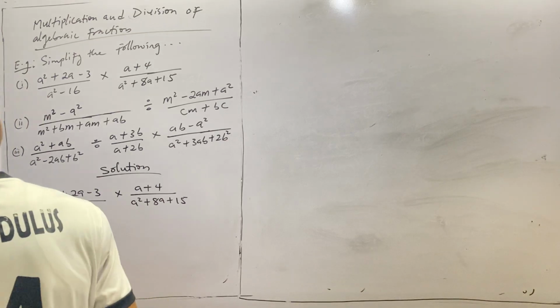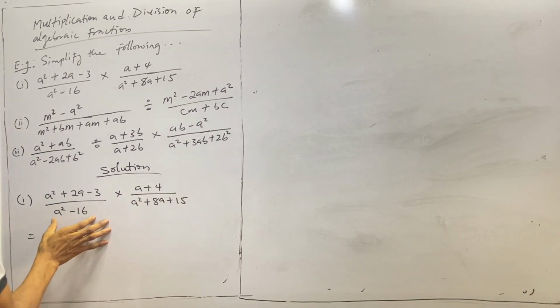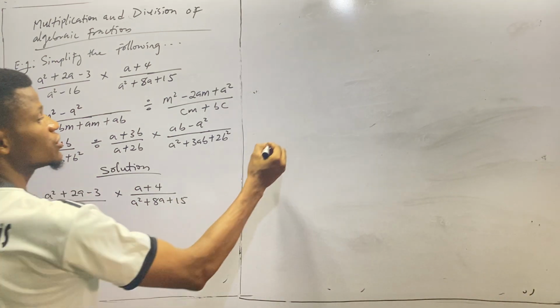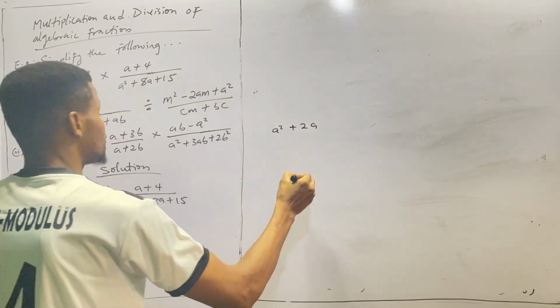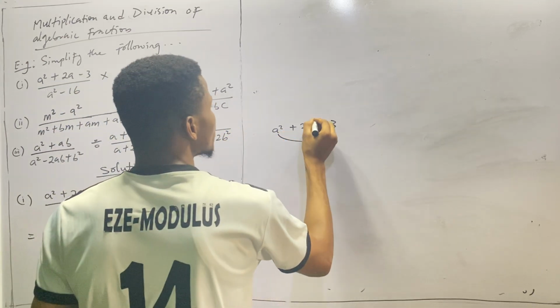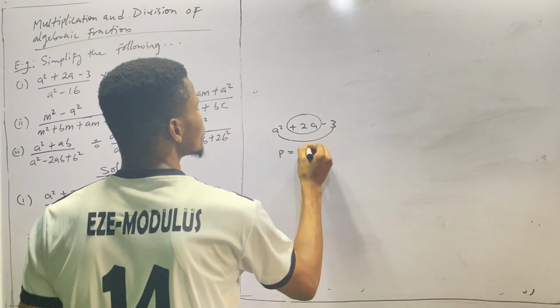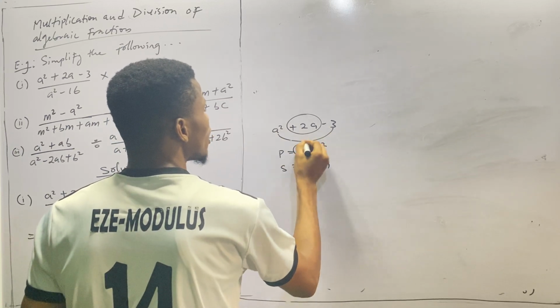All right, so we are going to factorize this, then we will see what we can be able to cancel. So let's get started with this one. So if we are to factorize a square plus 2a minus 3. Of course, here is the product and here is the sum, right? So our product is a squared times 3 minus 3a squared. Our sum is plus 2a. So we have two numbers.